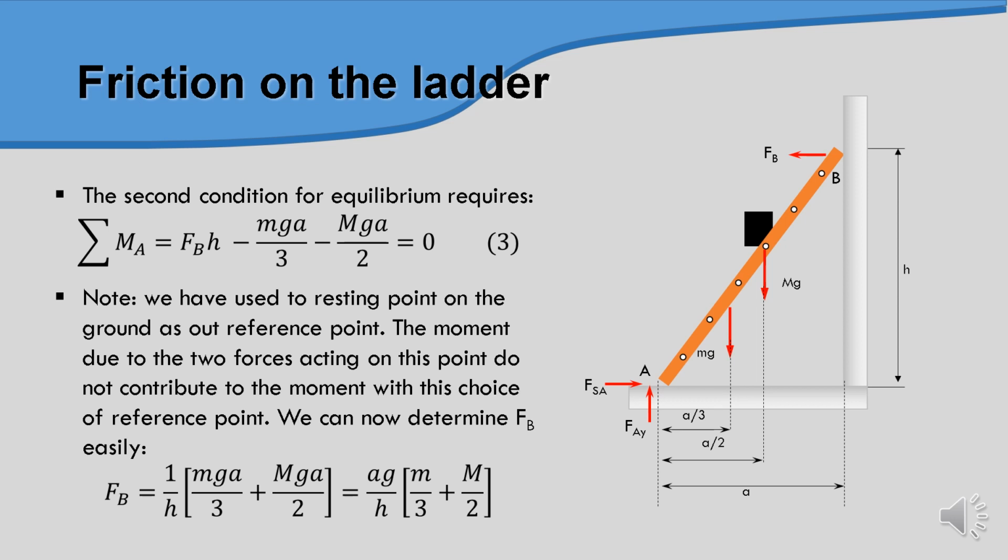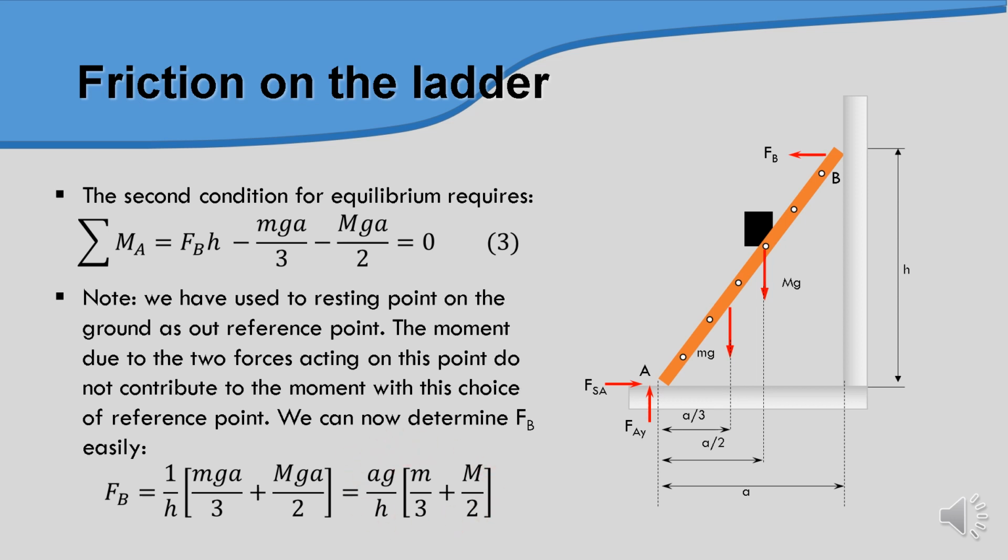By using moment as equation number 3, we can put the moment at A. Once we put the moment at A, we have three forces acting: mg, this mg, and then Fb, and it is equivalent to 0. So we have Fb h minus mg a over 3 and minus mg a over 2 equal to 0. From here we can make Fb the subject, and by simplifying the equation, we can get the value of Fb.